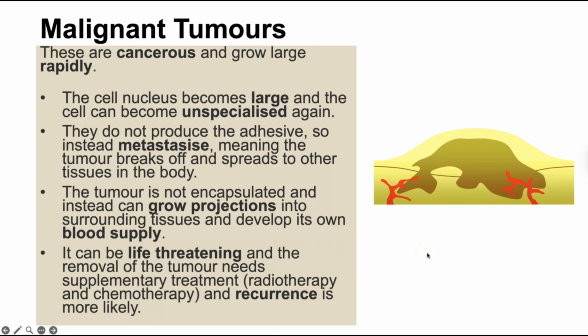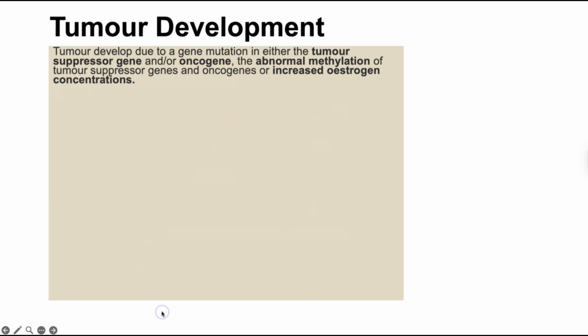It can be life-threatening, and as well as trying to remove tumours, you can also have treatments such as radiotherapy and chemotherapy. But it's much harder to successfully remove the tumours because they're not encapsulated. It's very hard to tell if every single cancerous cell has been removed in surgery. And that's why, if you do have surgery, it's often accompanied with radiotherapy and chemotherapy to potentially kill any cells that might have been left behind in the surgery.